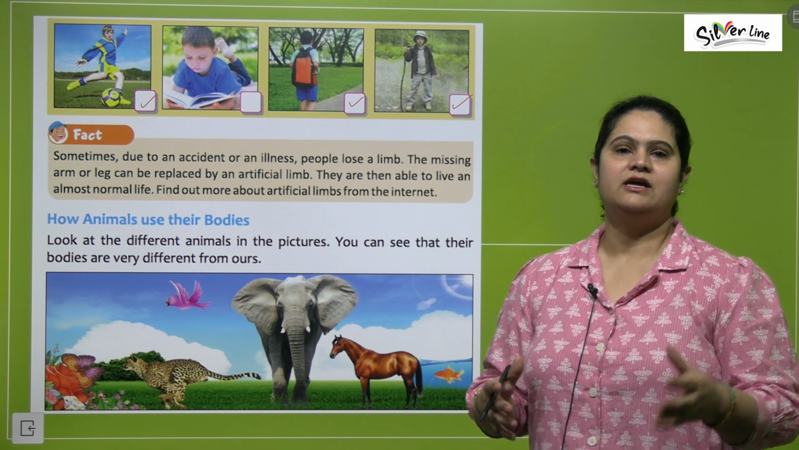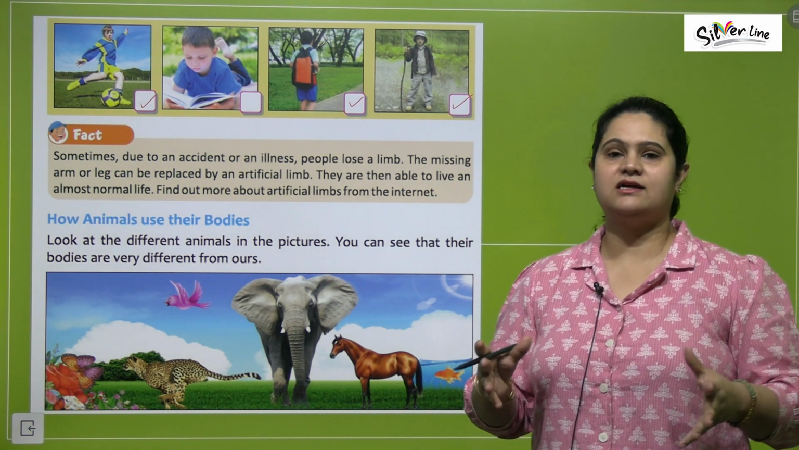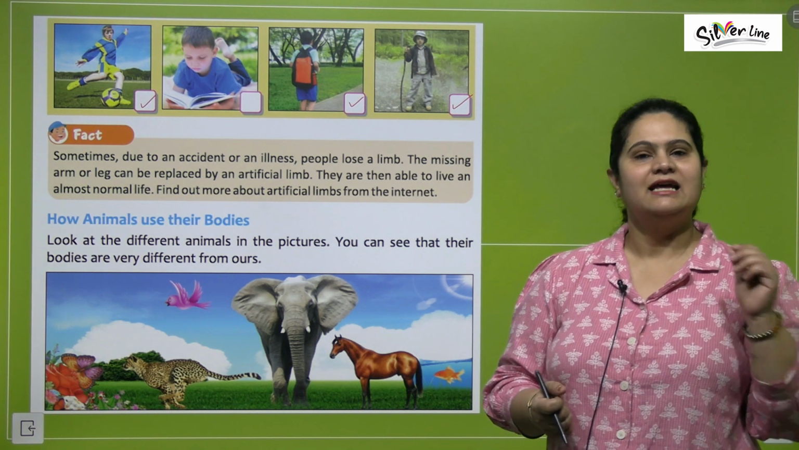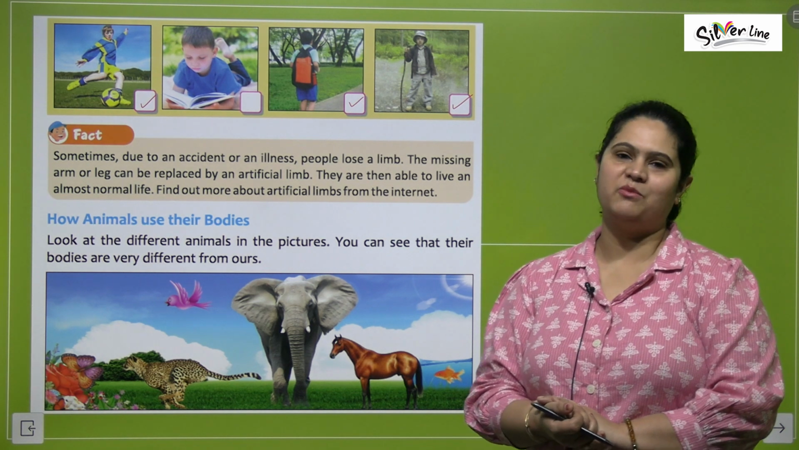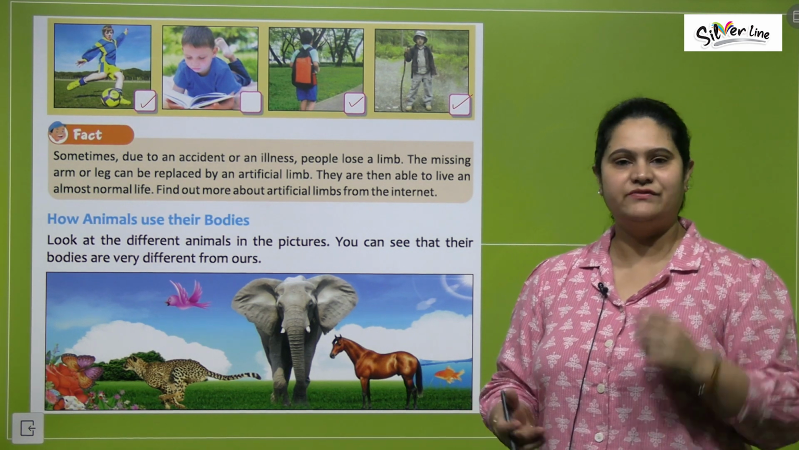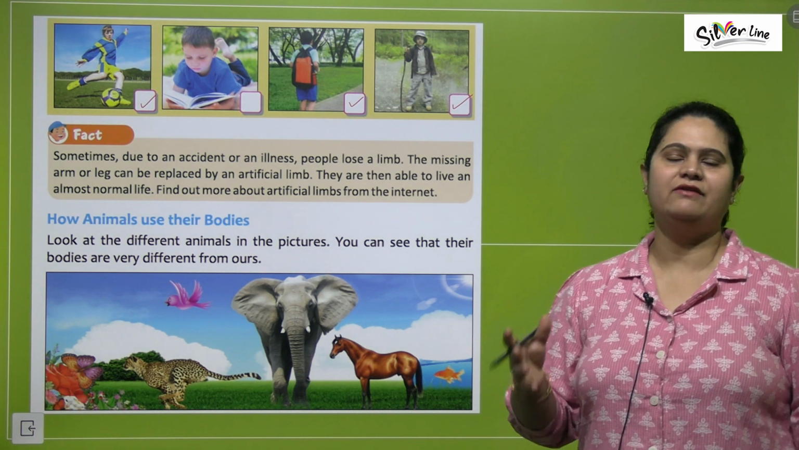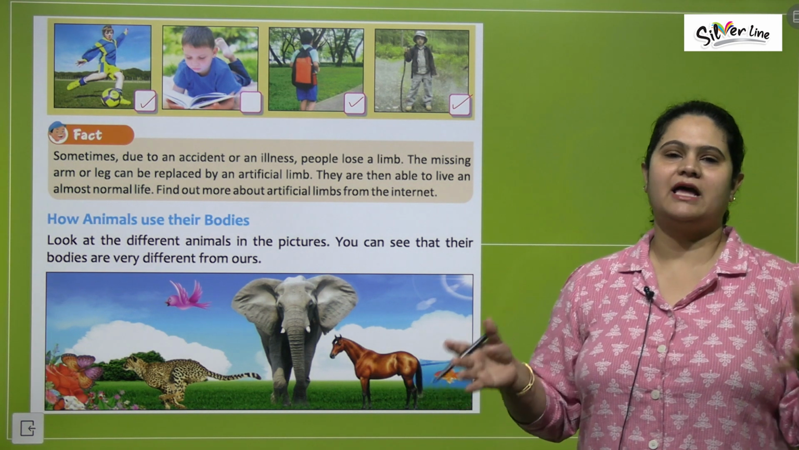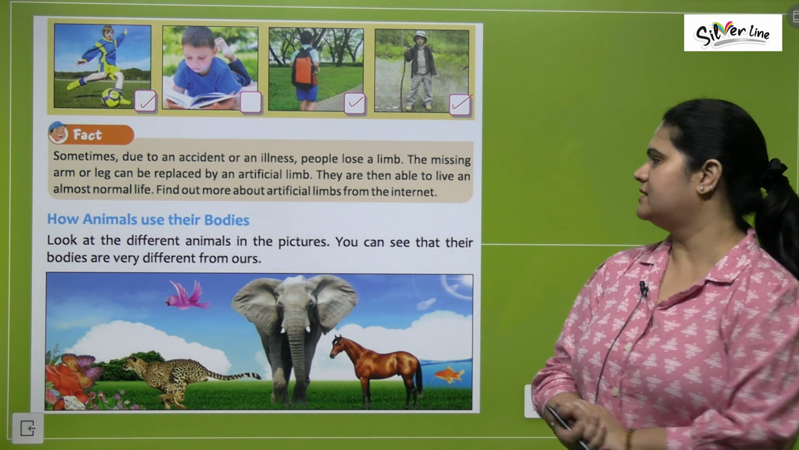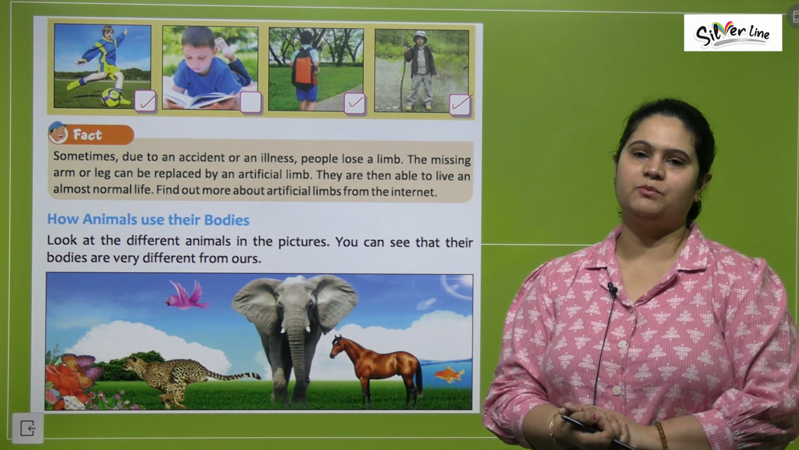और अगर ऐसा होता है तो वो जो किसी का जो आर्म या लेग मिसिंग है उसकी जगह पर आर्टिफिशियल लिम्स भी लगाए जाते हैं. They are then able to live an almost normal life. और उन लिम्स की मदद से, आर्टिफिशियल लिम्स की मदद से those people can live an almost normal life. थोड़ी सी प्रॉब्लम होती है, but yes, they are able to carry on with their daily works. Find out more about artificial limbs from the internet.